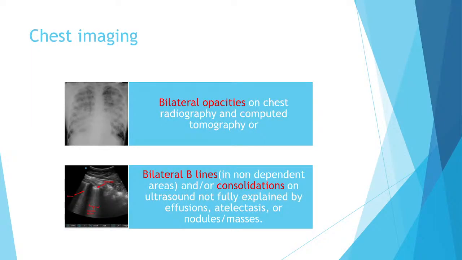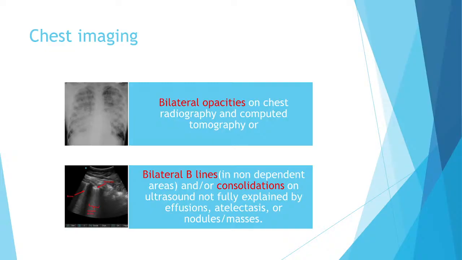Chest imaging, we'll come to images separately. I've just kept small icons for quick reference. So either you can have bilateral opacities on chest radiograph and/or computed tomography, like you have bilateral non-homogeneous opacification of the whole fields seen in this chest X-ray, or you can have bilateral B lines. Here it should be taken with a pinch of salt.